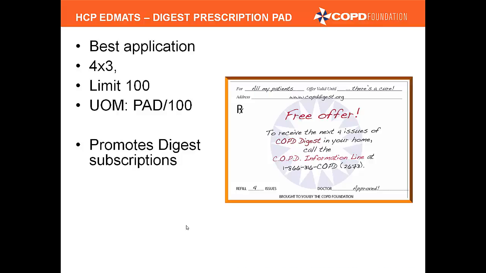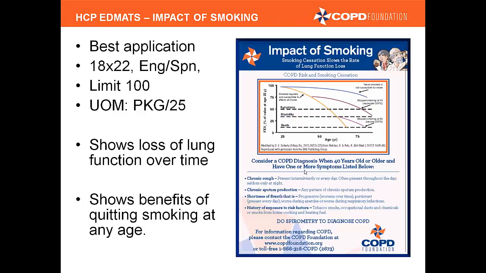Next up is a healthcare professional material called the COPD Digest Prescription Pad. So this looks and has a similar feel to a prescription pad. The best application for this is in a pulmonology office, a doctor's office, or a pulmonary rehab or respiratory care department. If a patient has COPD and they have questions about COPD and need to learn more, you can tear off one of these sheets. They come in a pad of 100. It's a 4-inch by 3-inch pad, about a 1/2 inch thick, and then you can quickly give them information to contact the COPD Foundation information line.